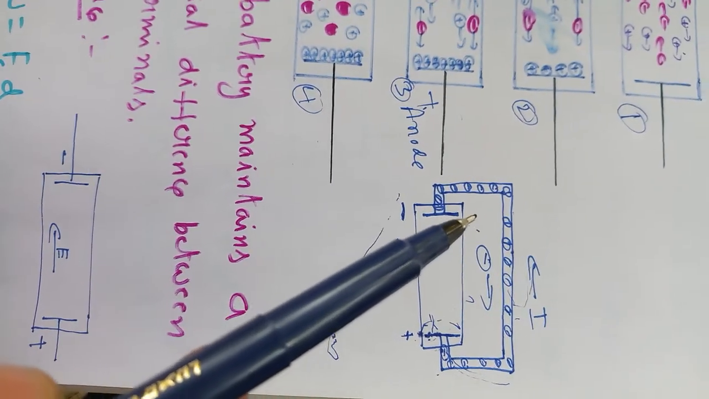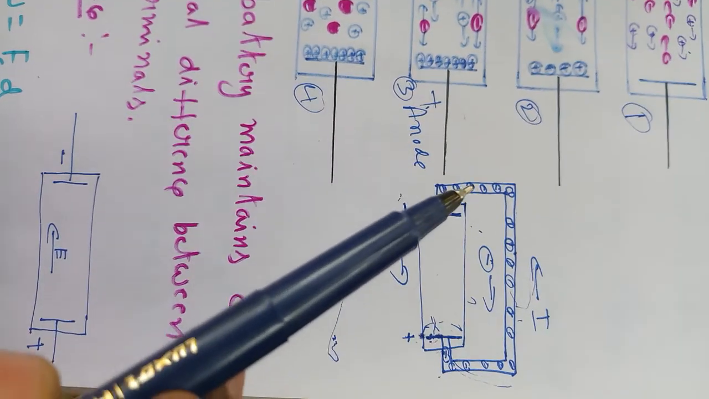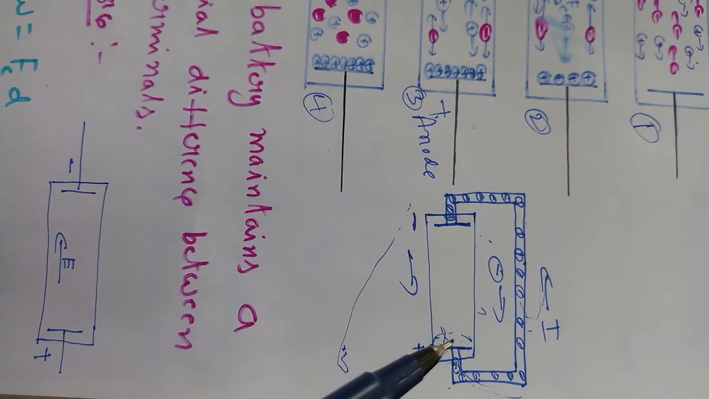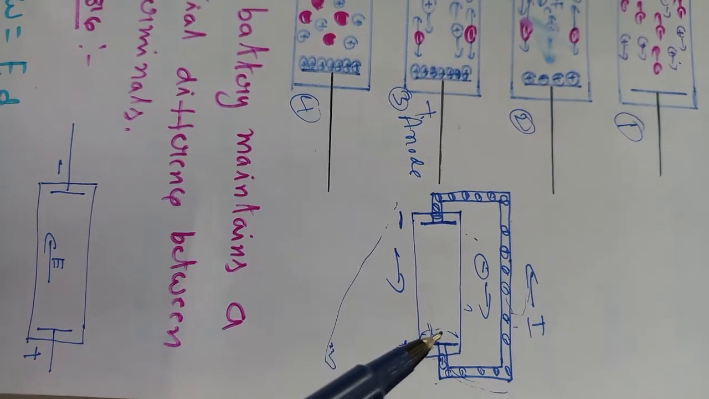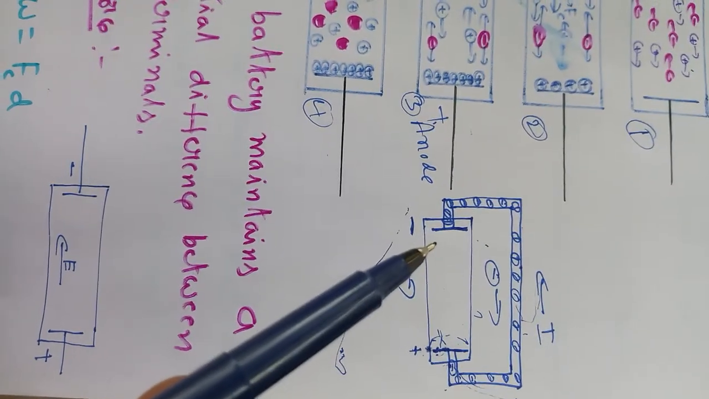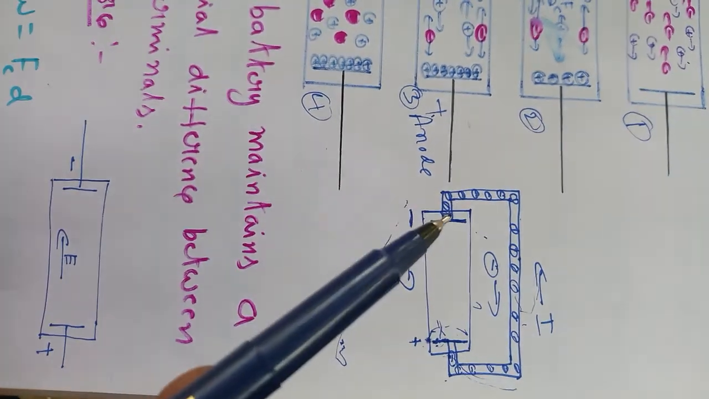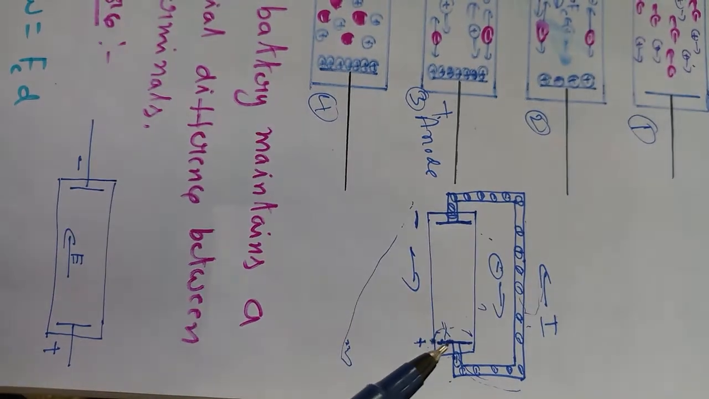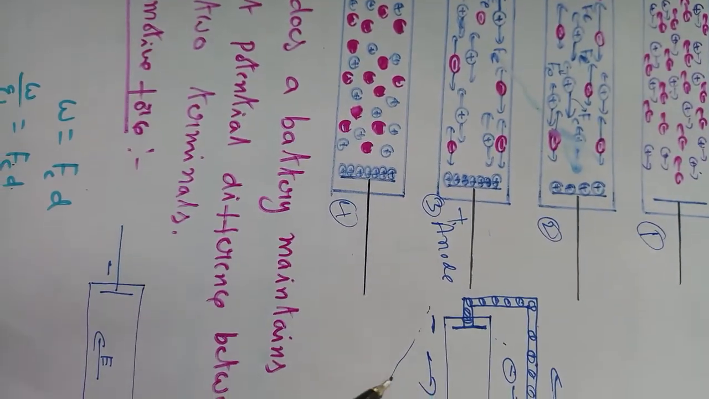That means in the external circuit, the current flows due to the motion of electrons from low potential to high potential, whereas inside a battery, the current flows due to motion of negative charge from high potential to low potential. So in the external circuit, the current flows from high potential to low potential, whereas inside a battery the current flows from low potential to high potential. In this way the battery works.